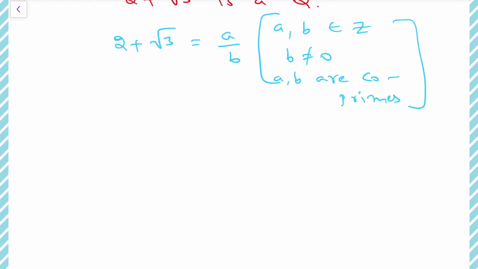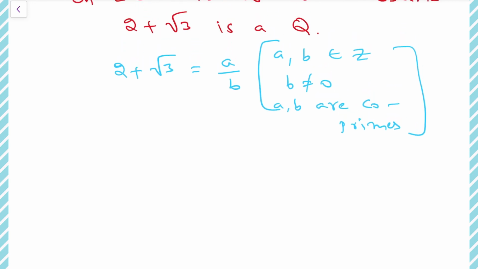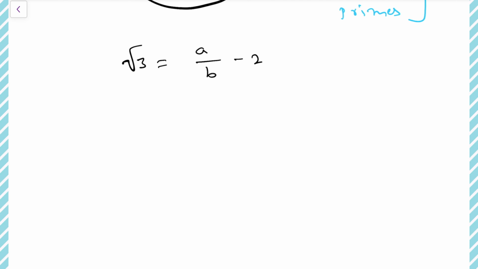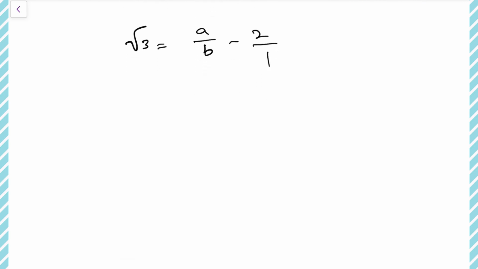Now if we observe the left side, 2 plus root 3 equals a by b, right? So simply take 2 to the right side. If we take this 2 to the right side, it will become minus 2. So root 3 equals a by b minus 2, which can also be written as 2 by 1. Now here both denominators are different, right? So let us go with the cross multiplication method, or LCM method you can say. Root 3 equals 1a minus 2b, all over b. So root 3 equals a minus 2b divided by b.